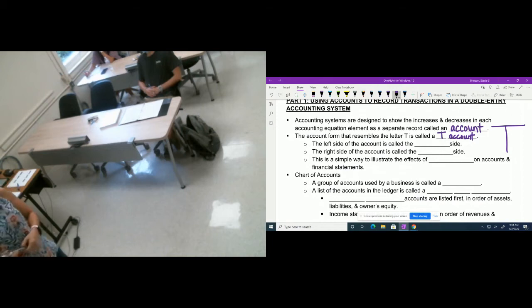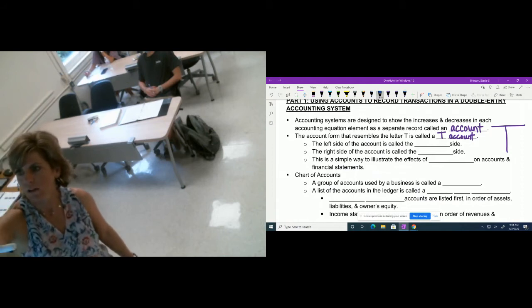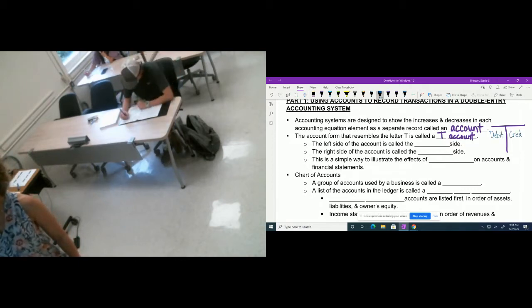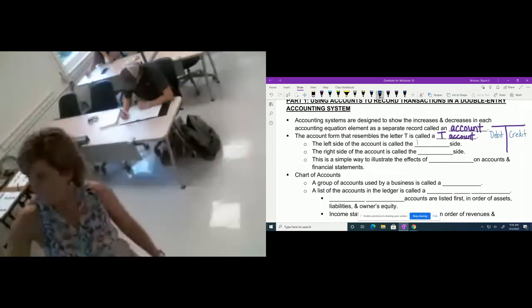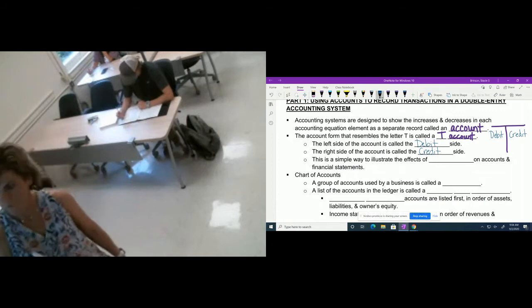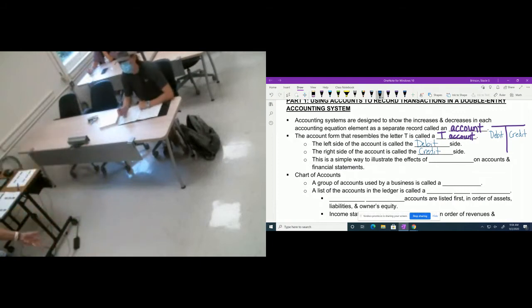Okay, so one thing about these T accounts: the left side will always be debit, and the right side will always be credit. We're going to talk about what those terms mean. So that's not going to ever be any different. Which side increases that account will be different depending on what account you're talking about, but the left side will always be debit, the right side will always be credit.